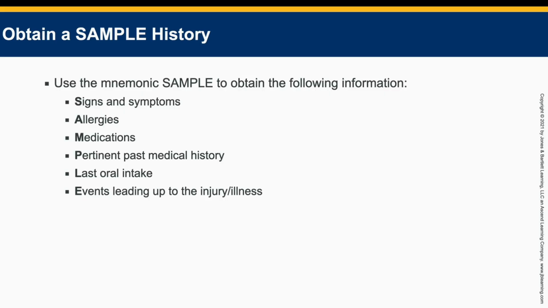The L stands for last oral intake, meaning the last time the patient ate or drank anything. This information can be especially important if the patient may require surgery or certain medical procedures. Finally, the E stands for events leading up to the illness or injury. Understanding what the patient was doing before the problem began can provide valuable clues about the cause of their condition. Using SAMPLE history allows us to gather important information that supports a more complete patient assessment and better treatment decisions.